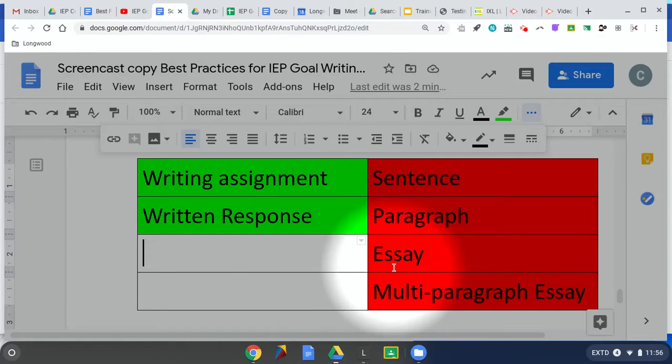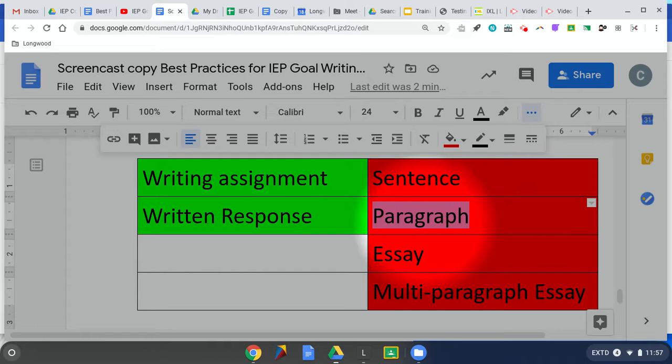But if I say the student must write a multi-paragraph essay or essay, now there's an expectation of a certain level of rigor. Now, this also doesn't mean that if you need a student to work on a specific skill like paragraph writing, you shouldn't write paragraph in there if that's the skill they're working on. But keep in mind, even with a paragraph, there's a topic sentence, there's clinchers or closing sentences, there's supporting details. There is a framework of a paragraph you need to keep in mind.